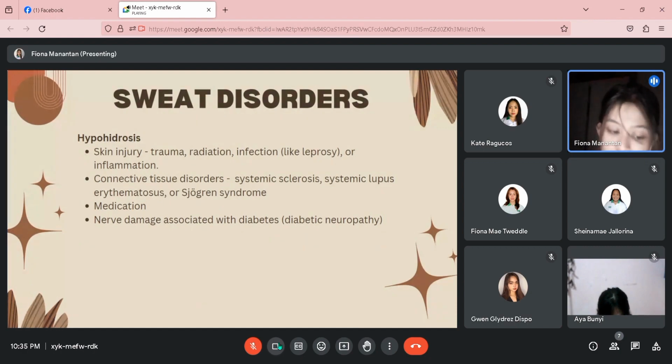Another potential cause of hypohidrosis is medication, particularly those with anticholinergic effects. Nerve damage associated with diabetes, such as diabetic neuropathy, is another factor that can lead to decreased sweating. Certain syndromes present at or before birth may also be associated with this condition. In extreme cases, individuals who experience severe heat stroke may cease sweating.